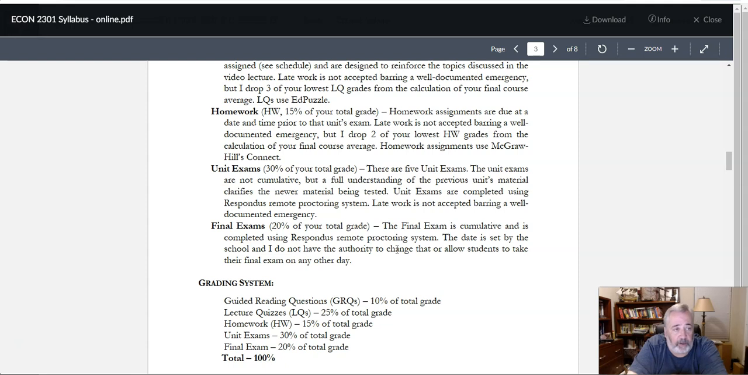Late work again. In all cases, late work isn't accepted. I'll talk about that more, but I will drop a handful. It says 2 here, but that's actually going to be 3. I don't know why that says 2. I don't know how some of these things got changed. It's very strange to me. But anyway.